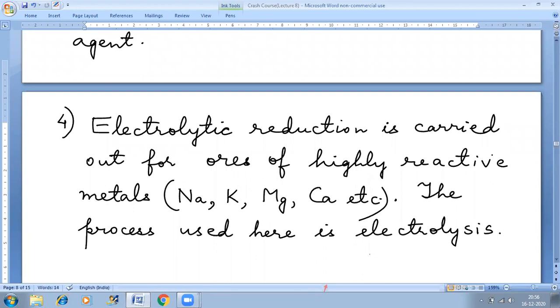So they may sometimes ask you which are the metals for which electrolytic reduction is preferred. Then you will say that it is preferred for metals which are highly reactive, like sodium, potassium, magnesium, calcium, barium, and all these. That is why you must know the reactivity series which was taught to you in the previous lecture. If you don't know the reactivity series, it will be difficult for you. So you must learn the reactivity series and identify which metal is more reactive and which metal is less reactive than any other metal if you are asked to compare any two metals.